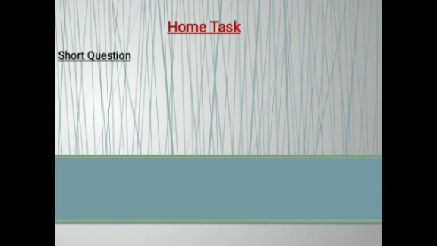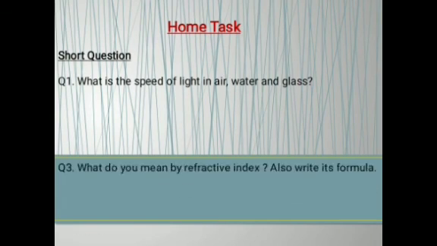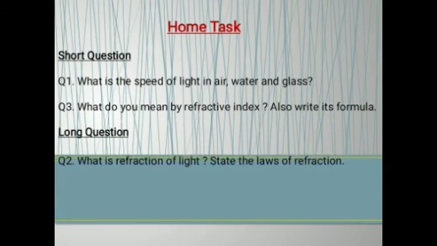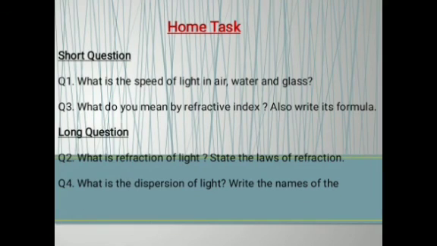Now home task, short question. Question number 1, what is the speed of light in air, water and glass? Question number 3, what do you mean by refractive index? Also write its formula. Long question. Question number 2, what is refraction of light? State the laws of refraction. Question number 4, what is the dispersion of light? And write the names of the 7 colors which white light is split into.